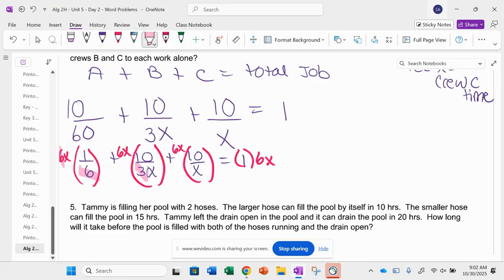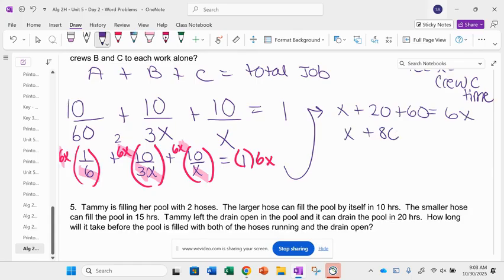Goes into 6x twice. Okay, so we're going to be left with, bring it up here, x plus 20 plus 60 equals 6x. So x plus 80 equals 6x. 80 equals 5x, so x will equal 16.